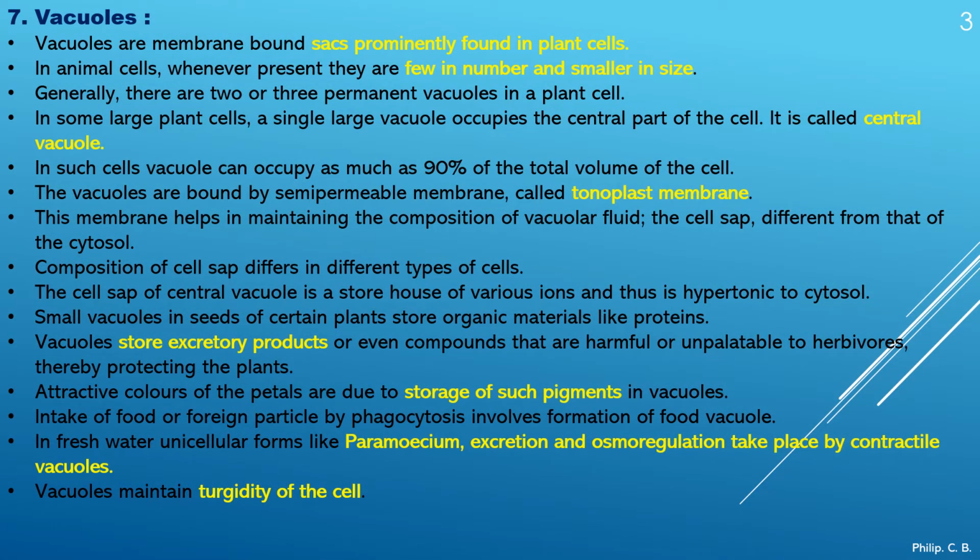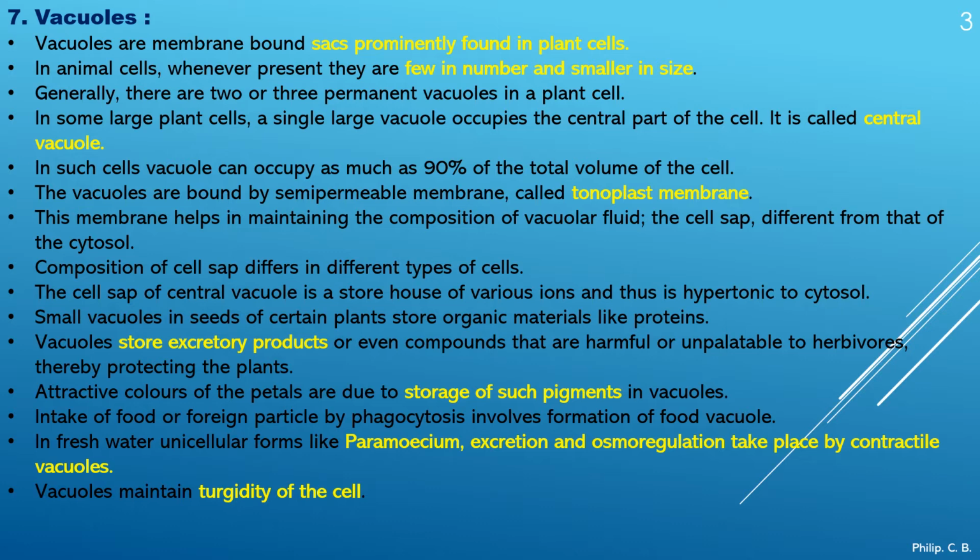Now we learn in detail about the individual organelles, starting with vacuoles. Vacuoles are membrane bound sacs prominently found in plant cells. Now as you have seen in the image of plant cell and animal cell, very clearly you can see the nucleus, which is present in the center, very prominent, whereas in case of animal cell it is smaller in comparison. Then in animal cells, whenever present, they are few in number and smaller in size.